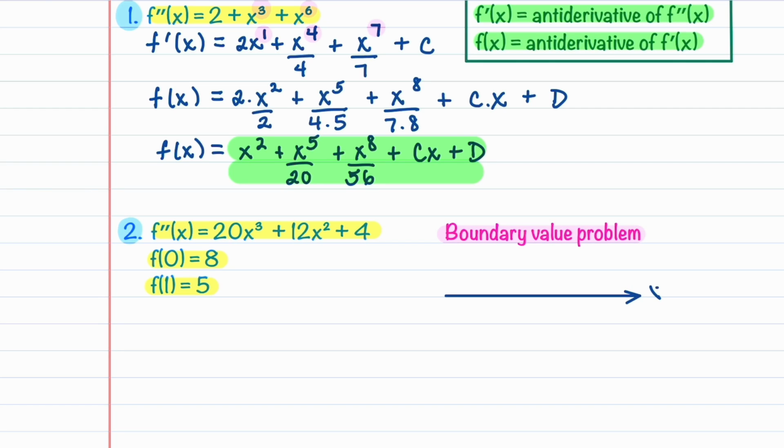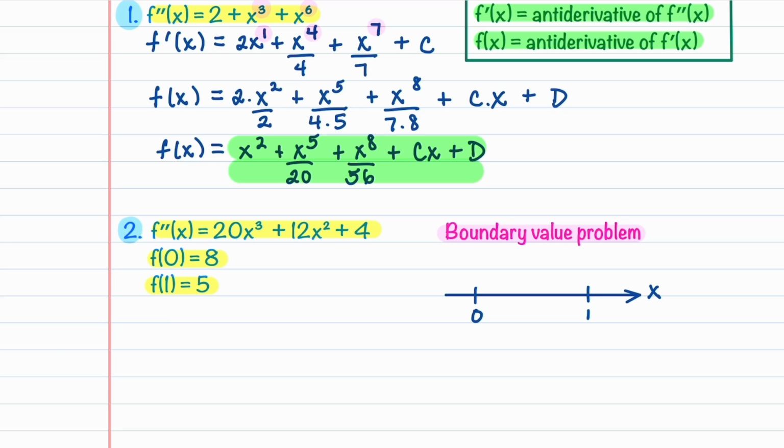We'll label this as x, and then we'll put down x is 0 and x is 1. And at 0, we have our function equal to 8, and at 1, it's equal to 5. And that's why it's called a boundary value problem, because we're given the function value at our boundary points 0 and 1. Let's start by finding f prime of x.